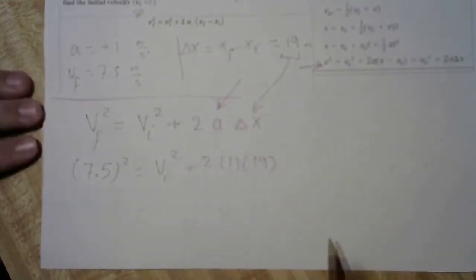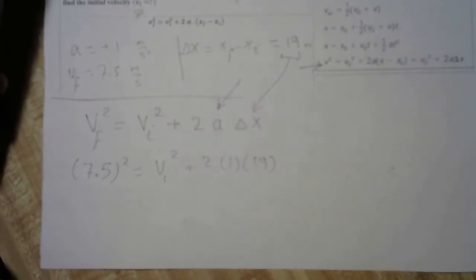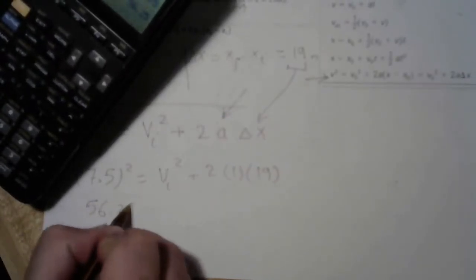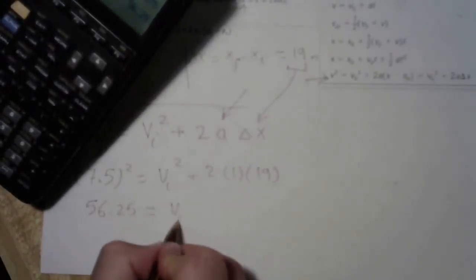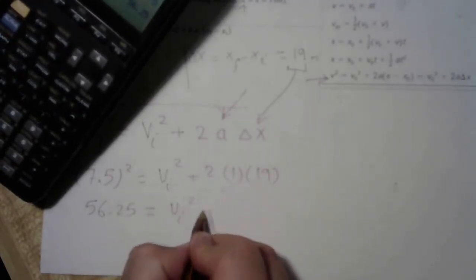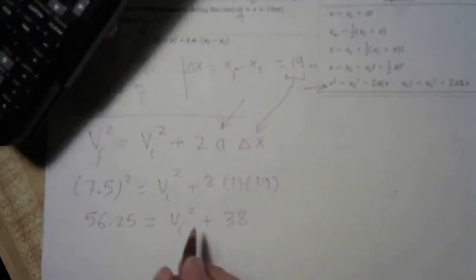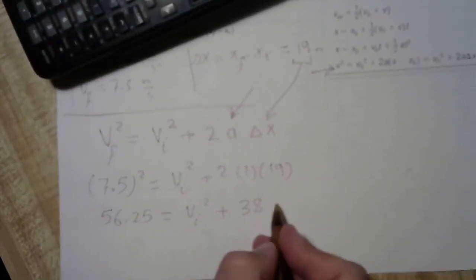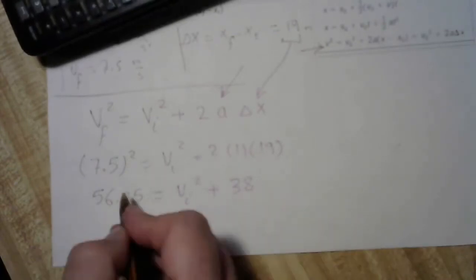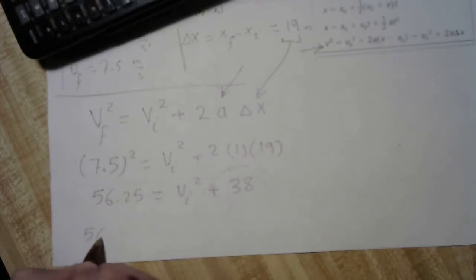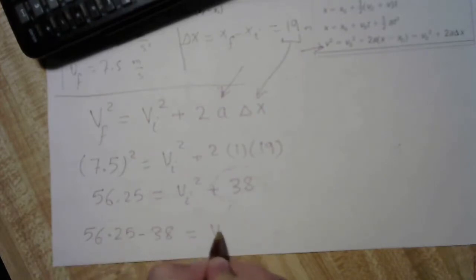Okay, this value 7.5 squared is equal to 56.25, which equals v initial squared plus 2 multiplied by 19, which is 38. Okay, I need v initial. I can add and subtract 38 from both sides, or I can move this value to here. It will be 56.25 minus 38 is equal to v initial squared.